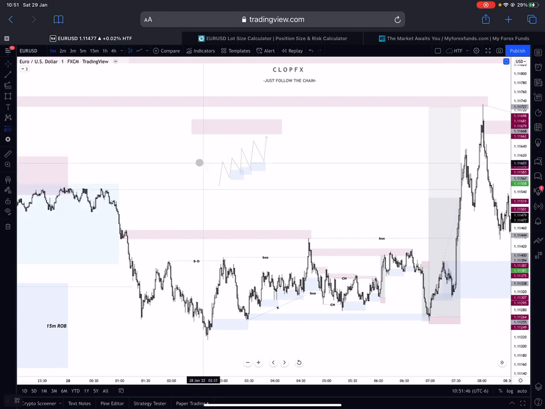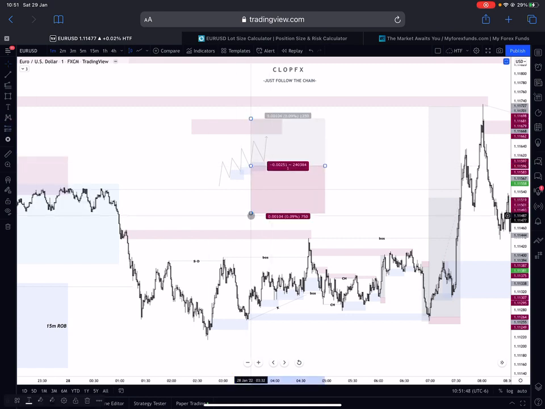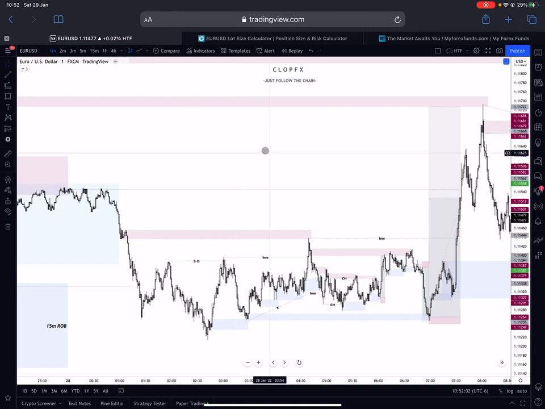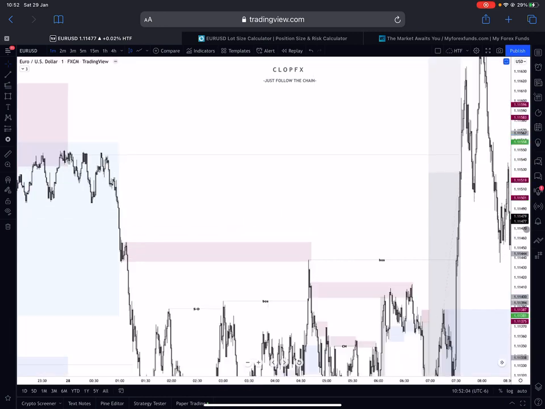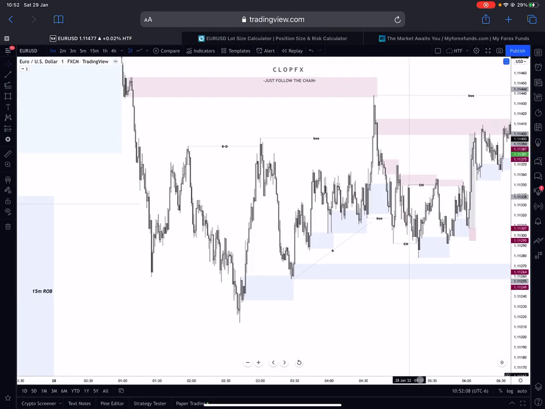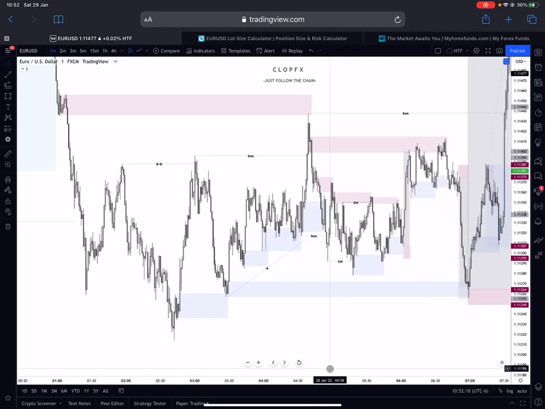So you can be taking advantage of these mitigations and knowing where to target. You can target this supply, and if that doesn't work, you can target the next supply or even the next supply. Because although it's forming liquidity, like here, let me just delete this. This infographic is on the Discord.